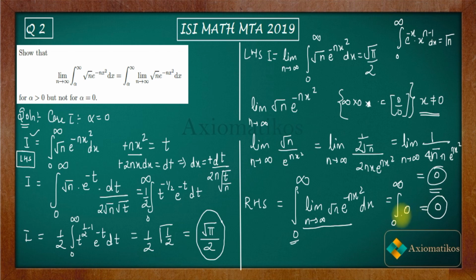Are you getting my point? There is no need to find the limit when x is 0, because that's a set of measure 0, so integration will have no effect on it. So finally I proved that RHS is 0 and LHS is root pi by 2. So they are unequal. So I proved that if alpha is 0, then this equality will not hold. Got it?